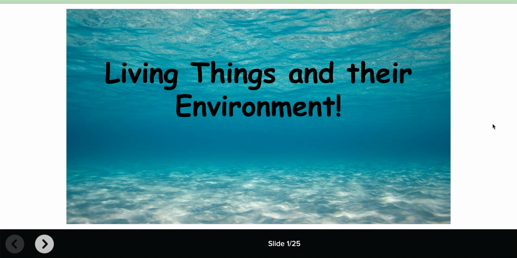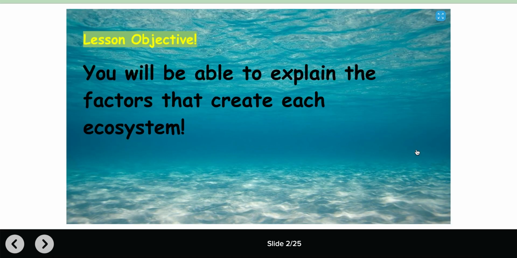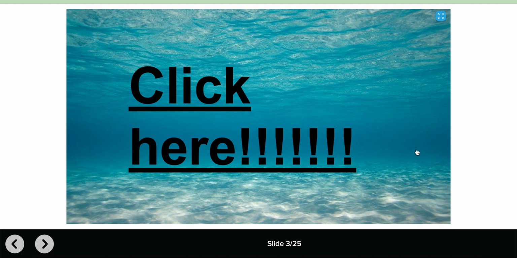So today we're really going to focus on the living things and their different environments. Ooh, and we're also going to be going into categorization of animal populations and that kind of stuff. Right here, I'm just letting you guys know what we're going to be doing. This is my goal for you: be able to explain the factors that create each ecosystem and habitat.